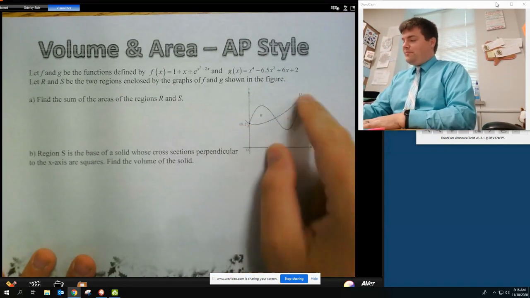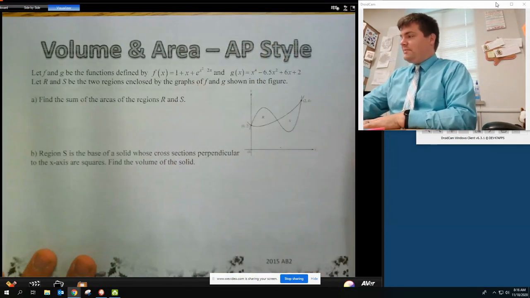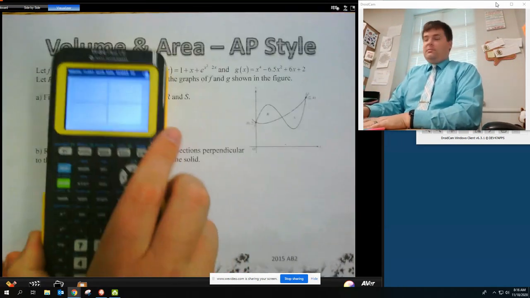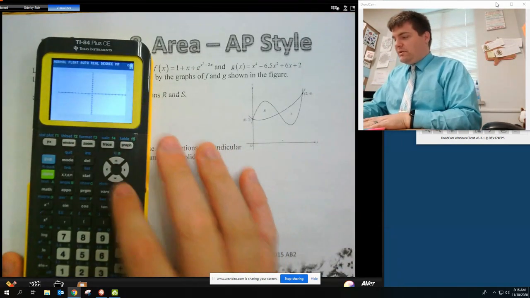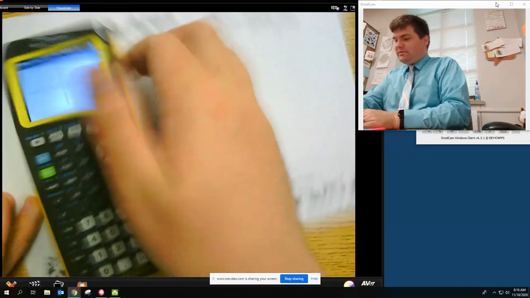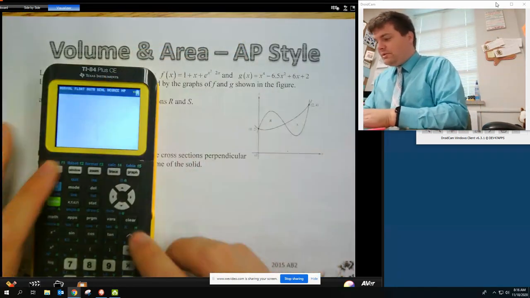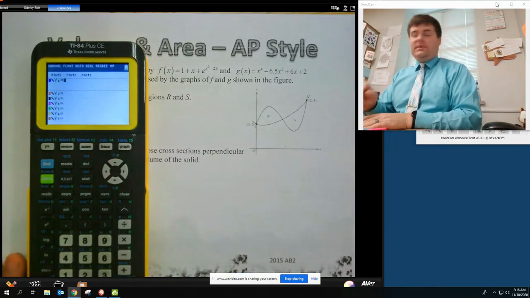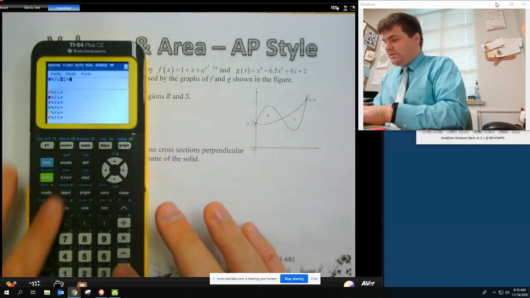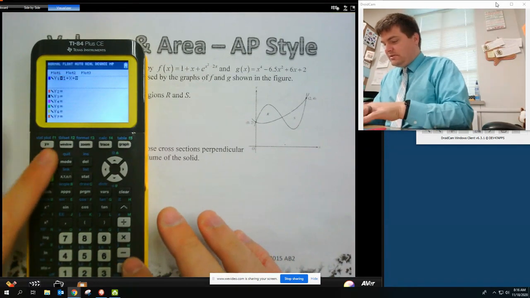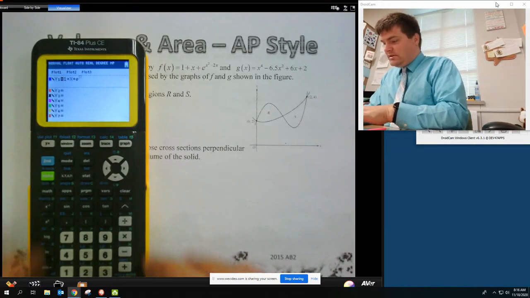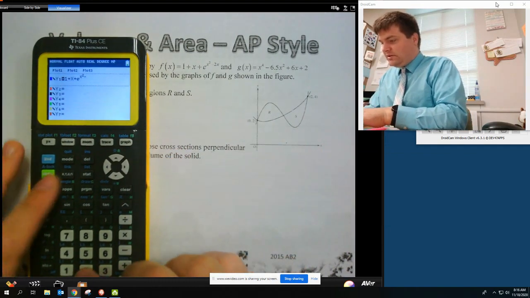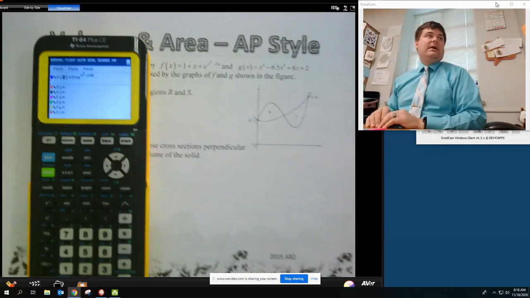It didn't label for me which one's which, so I'm going to go ahead and graph these in my calculator. This would be a calculator active problem. So let's go into my y equals. Oh, this calculator is thinking really hard. I don't know why. Okay. Let's go to my y equals. I'm going to do y1 will be the first one. So I'm going to do 1 plus x plus e to the x squared minus 2x. A lot going on there in that one.